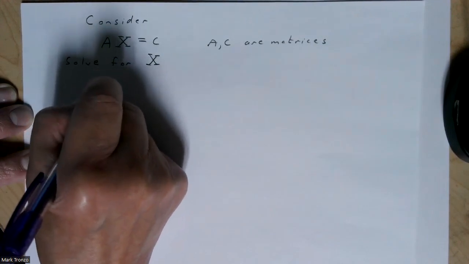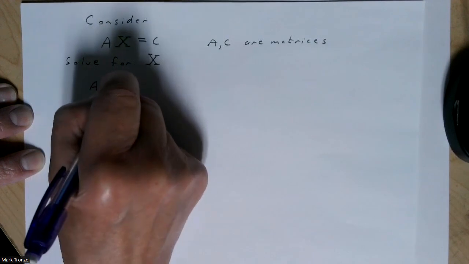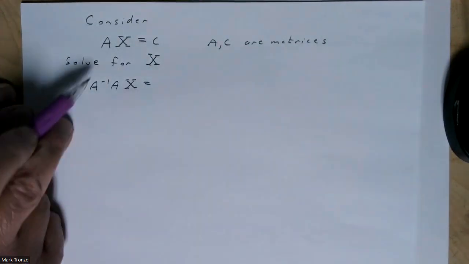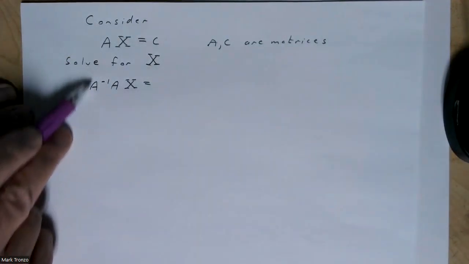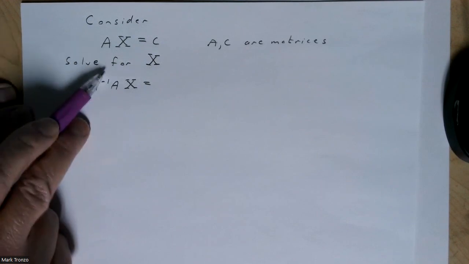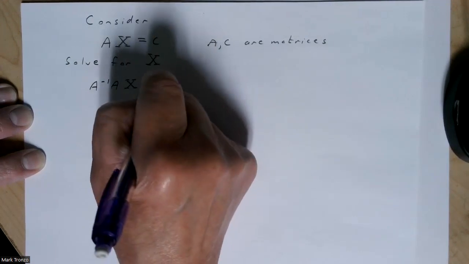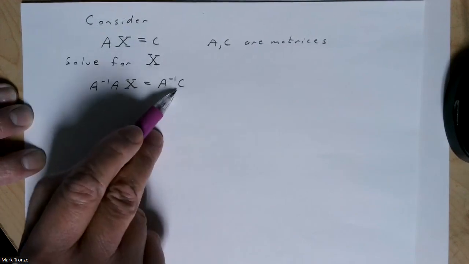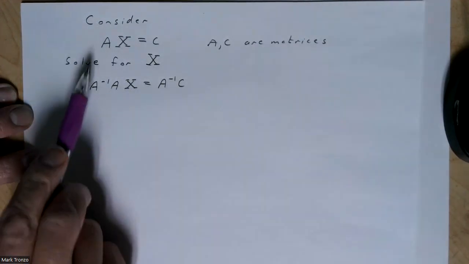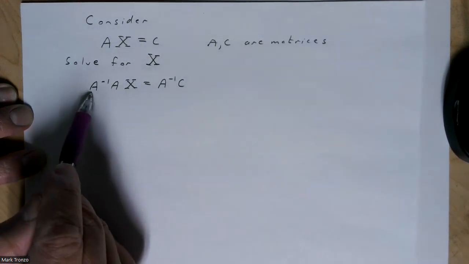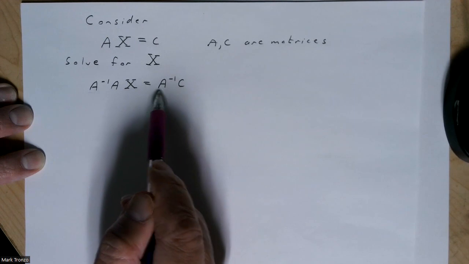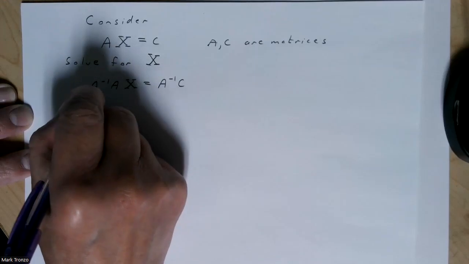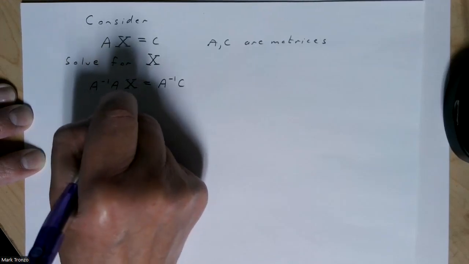The only thing we have to be careful of when we're dealing with matrices is they don't necessarily commute. In other words, you can't often switch order. So if we multiply on the left by A inverse on the left-hand side of the equal sign, we also have to multiply C on the left on the right-hand side of the equal sign, like that. In other words, we multiplied it on the left over here, multiply it on the left over here. And just like before, we get, remember, A inverse times A is the identity.